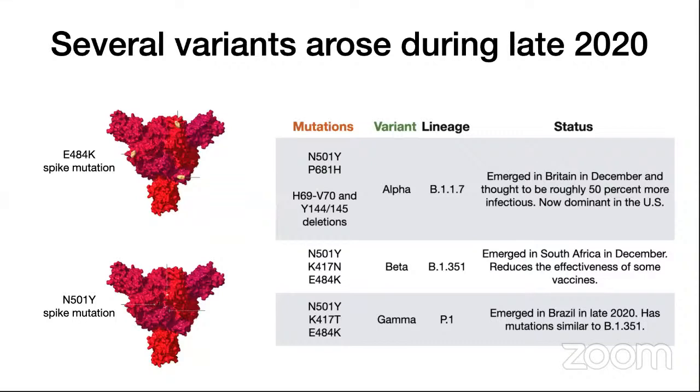The E484K mutation arose independently in multiple lineages, including the B1351 and the P1 lineage. And this mutation, again, as you can see, occurs near the top of the coronavirus spike, where it alters the shape of the protein. And this change may help the spikes evade some types of antibodies, as at least one trial has shown.